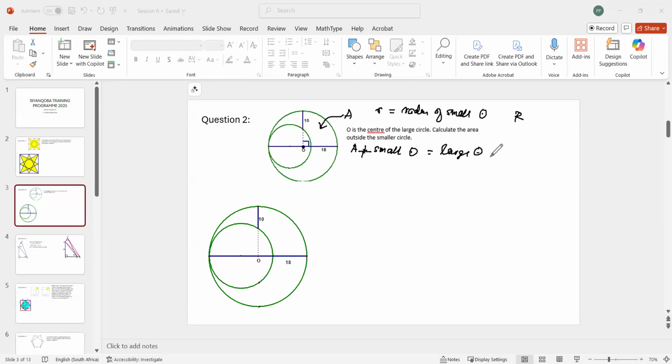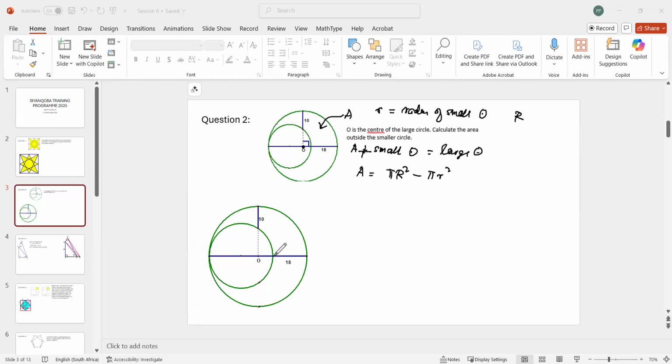All right, so what we need to do is to calculate A, which is the area of the large circle, pi R squared, minus pi small r squared. So that is what you need to do. We need to calculate these two radii with the given information. That seems to be quite a problem, but let's see what we have.